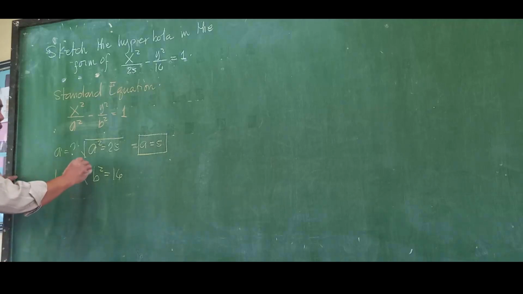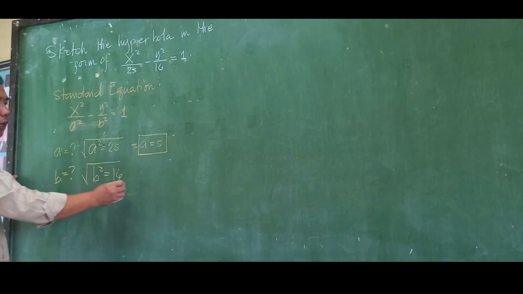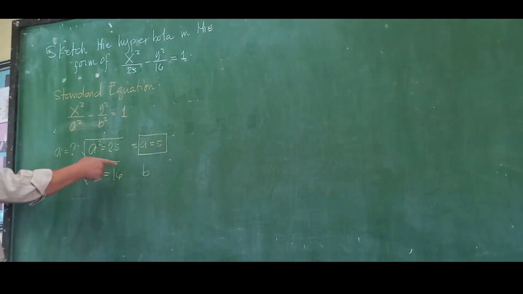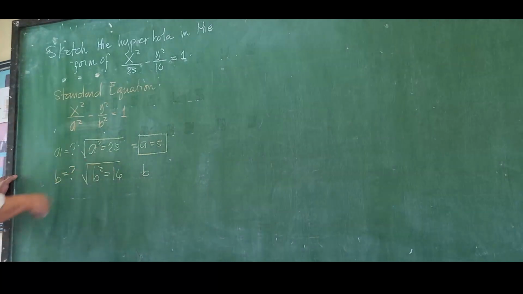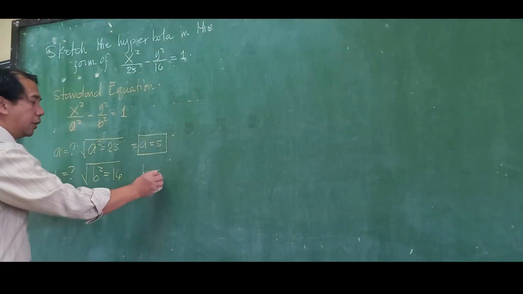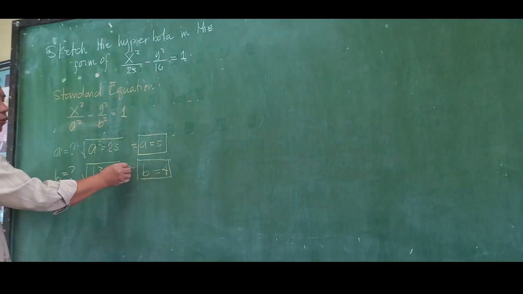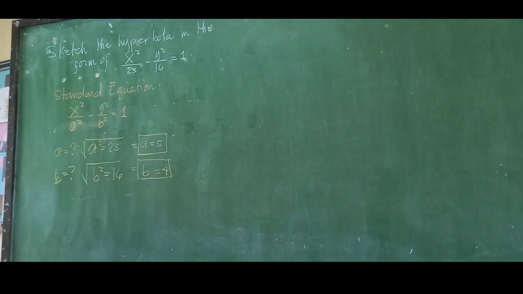So, what are you going to do? Extract the root of both sides. What is the square root of B squared? That is the same as B. The square root is B. And what about 16? That is the same as 4. So, that is how to start the sketching.